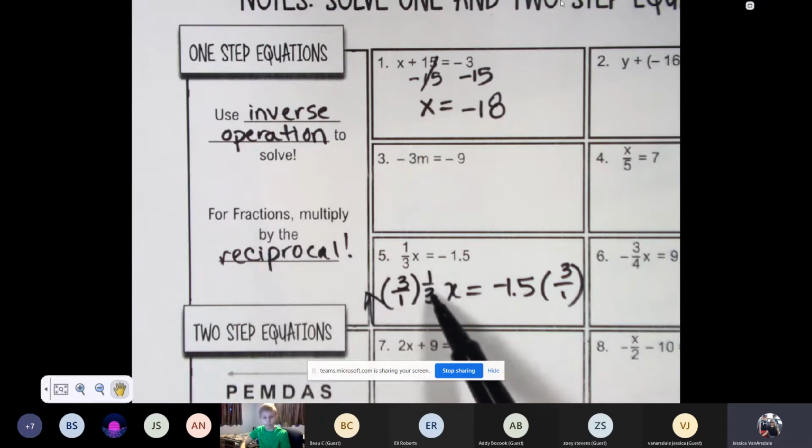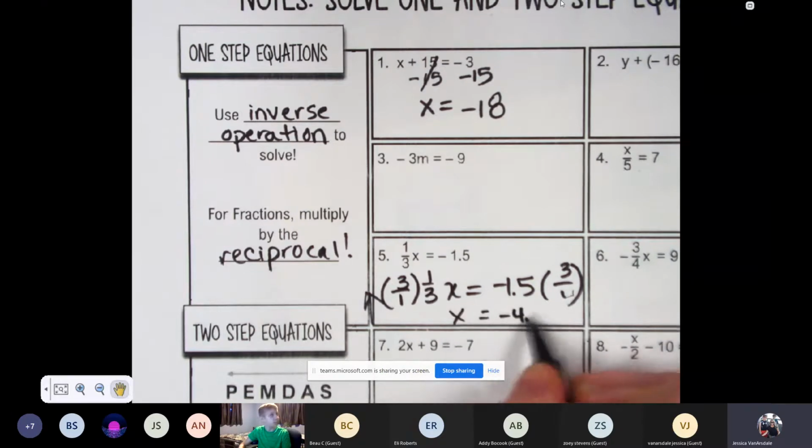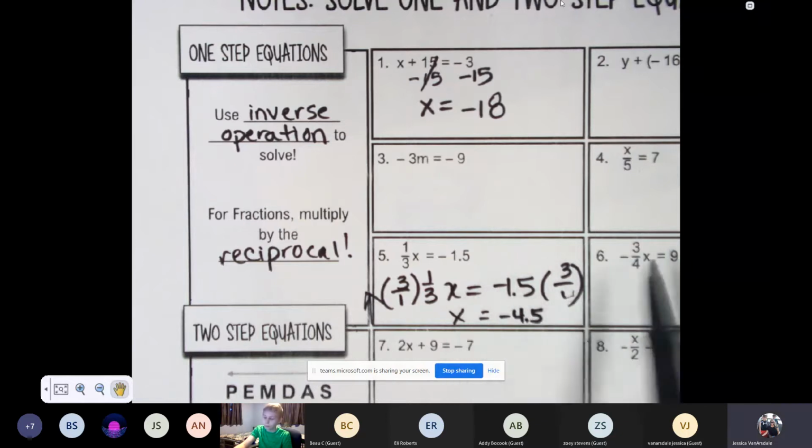So if it's 1/3, it becomes 3/1. So we multiply both sides by 3/1. That's going to give us x equals -4.5, because 3/1, which is just 3, times -1.5, use a calculator, is -4.5. Always use a calculator if you can.